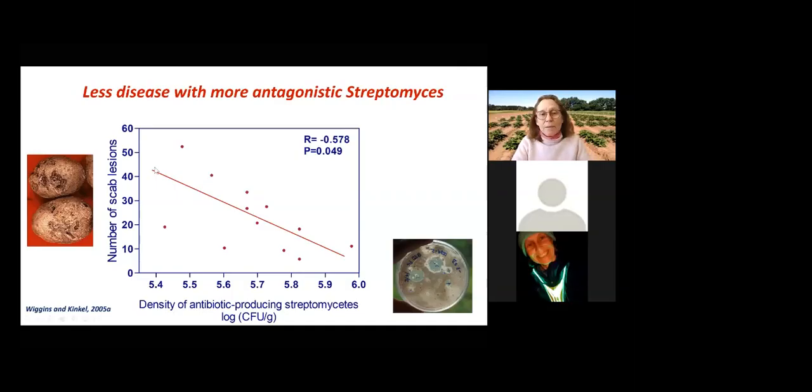We see that scab disease is significantly negatively correlated with streptomyces densities in soil, that is, the antagonistic populations. For both verticillium wilt on potato and scab, more antibiotic-producing streptomyces is significantly negatively correlated with disease, right? More streptomyces that produce antibiotics against pathogens, less disease. And that's at multiple field locations over multiple seasons.